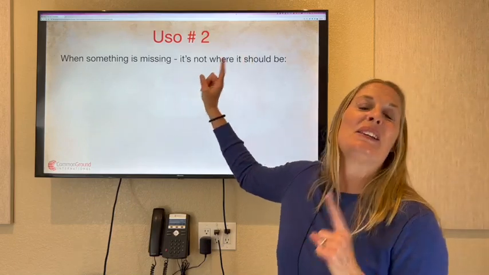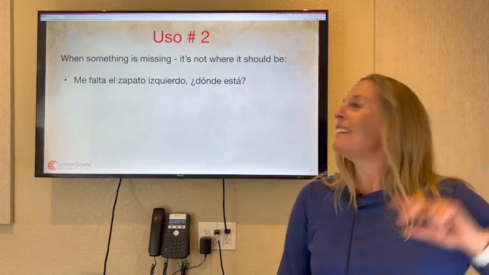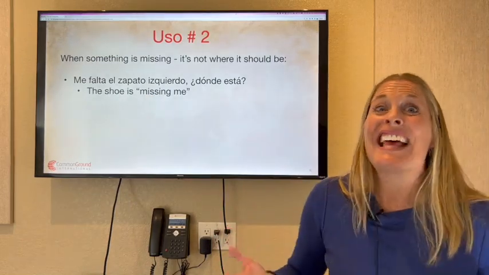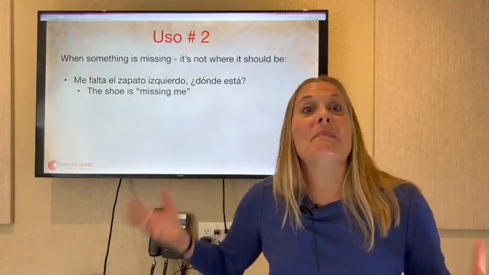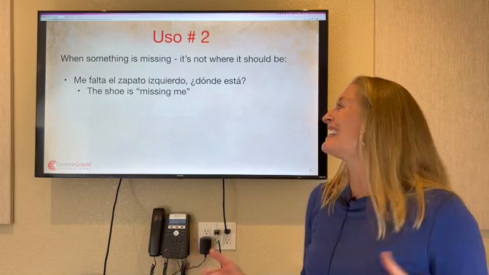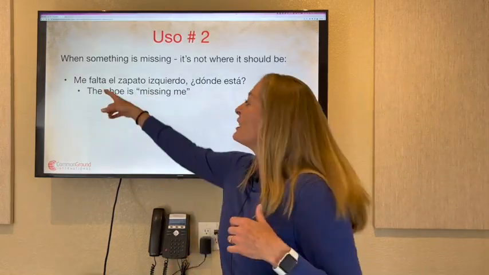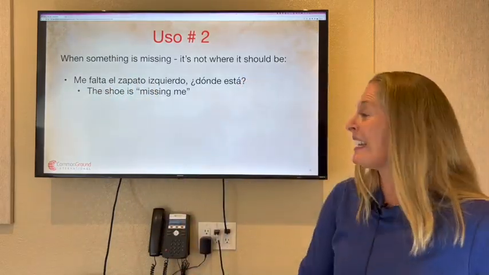So this use reminds me of my dog Luna. Uso número dos, la Luna use. Okay, me falta el zapato izquierdo. ¿Dónde está? So my left shoe is missing, okay? Where is it? It's missing me. Again, you see that indirect object. My left shoe is missing me. Me falta el zapato izquierdo.